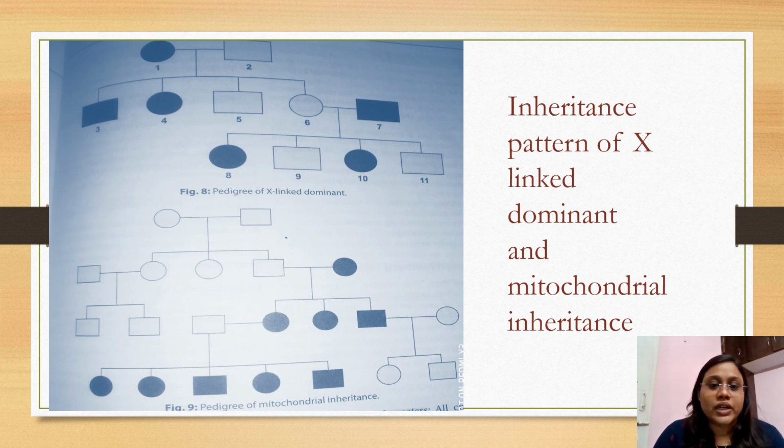Now the inheritance pattern of X-linked dominant. As I had told you, a male will transmit the disease to all daughters but none of his sons. So it is X-linked dominant. Now mitochondrial inheritance. You can see this female is affected, and she is transmitting the disease to all of her children. Then this female is affected, the male is unaffected. In the pedigree chart you can see all of her offspring are affected, though an affected male is not transmitting the disease to any children. So it is mitochondrial inheritance.